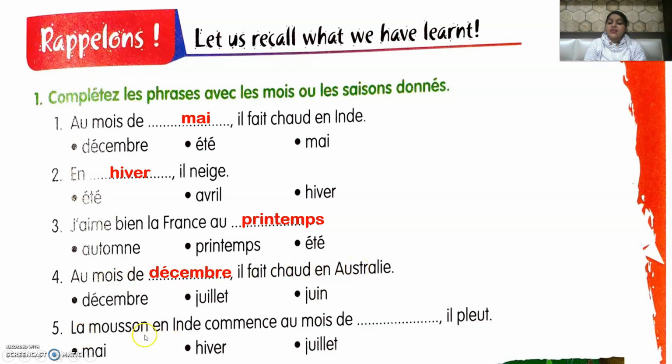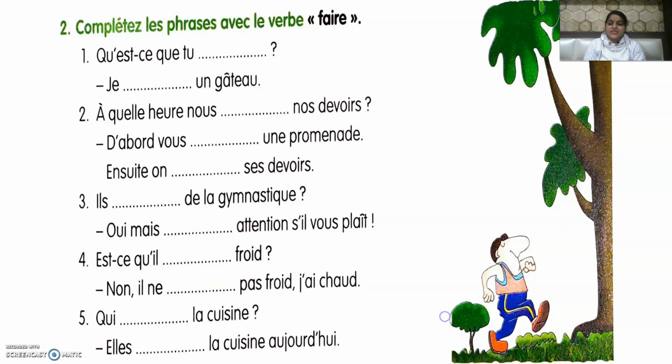Last one is: la mousson en Inde commence au mois de dash il pleut. That means the monsoon in India starts in the month of dash and it rains. So in which month does the monsoon start in India? That is juillet, that is July. So we will write down la mousson en Inde commence au mois de juillet il pleut. That means it rains. Now let's move to the next exercise.